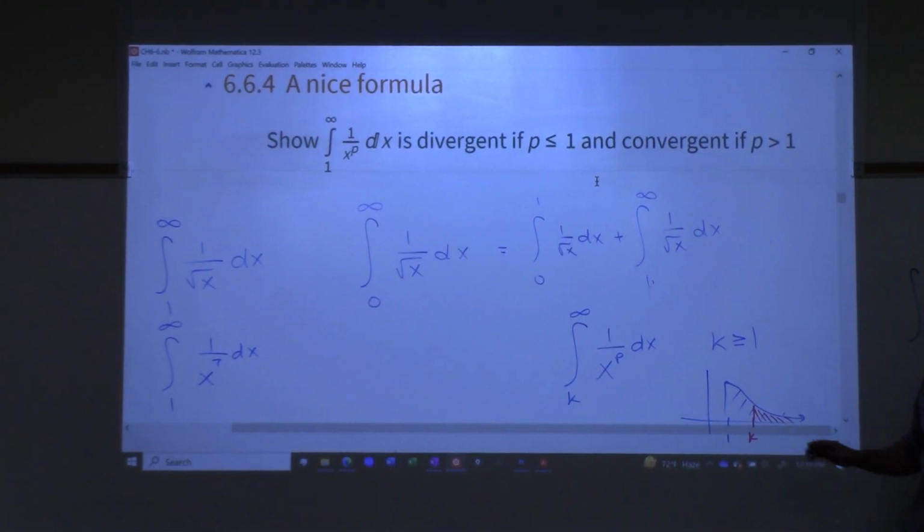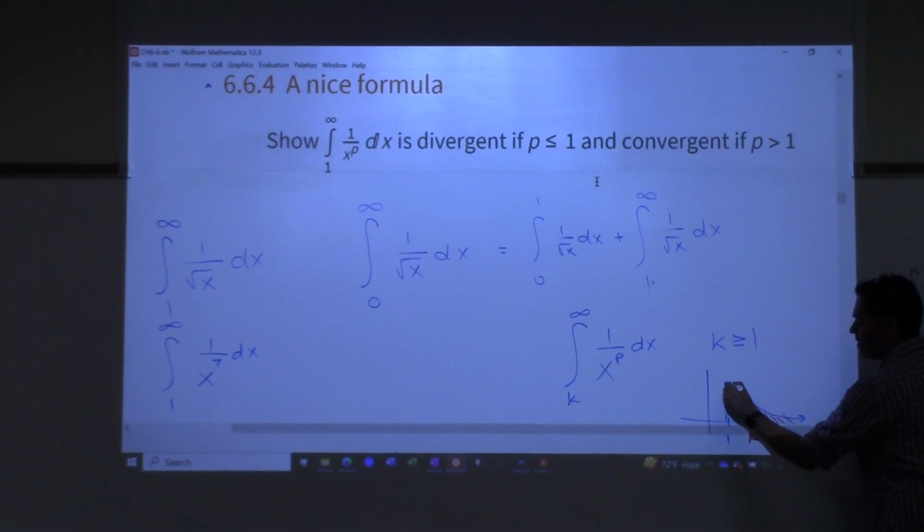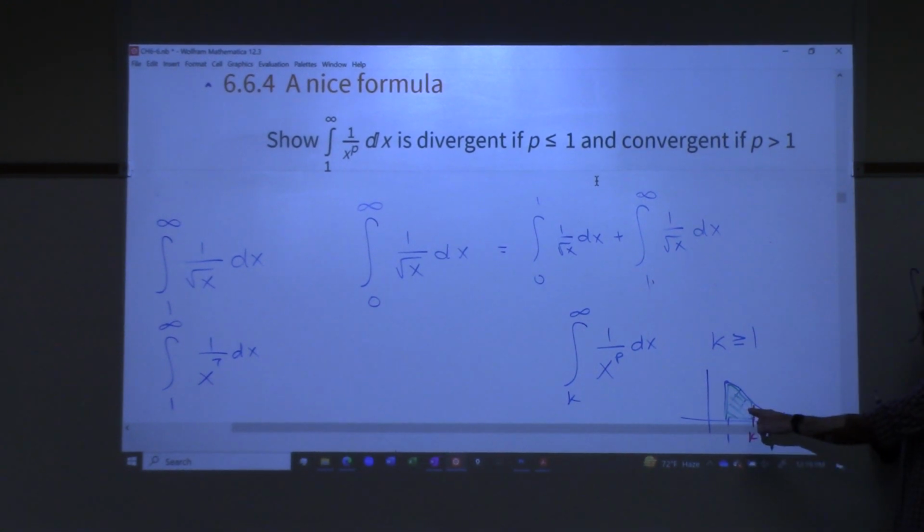Let me ask you this. If the blue area is infinite, and I say, hey, take this much out. Would you agree that that area is finite? So you have an infinite area, and you carve out a finite amount. Don't you still have an infinite area? Yeah. That's the idea. So it's the end behavior, I guess you could say.